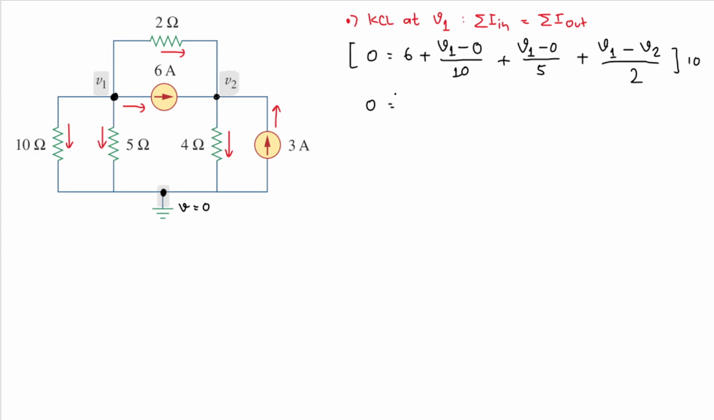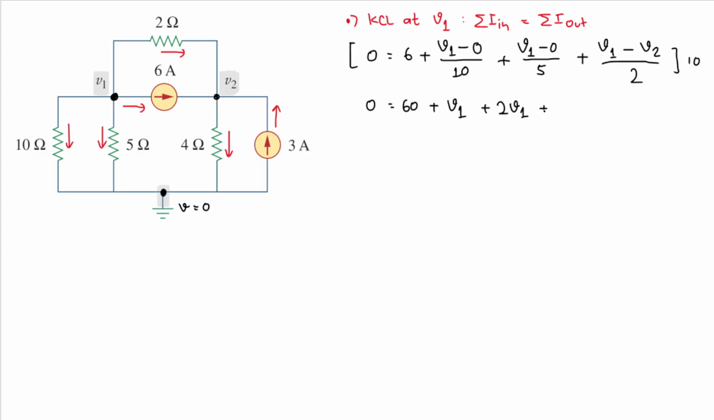6 times 10 is 60. And this 10 will cancel each other. And V1 minus 0 multiplied by 1 is just V1. So I'll have V1. Okay. And then 5 and 10 will cancel into 2. So I will have plus 2 multiplied by V1 minus 0. So that will be 2V1.